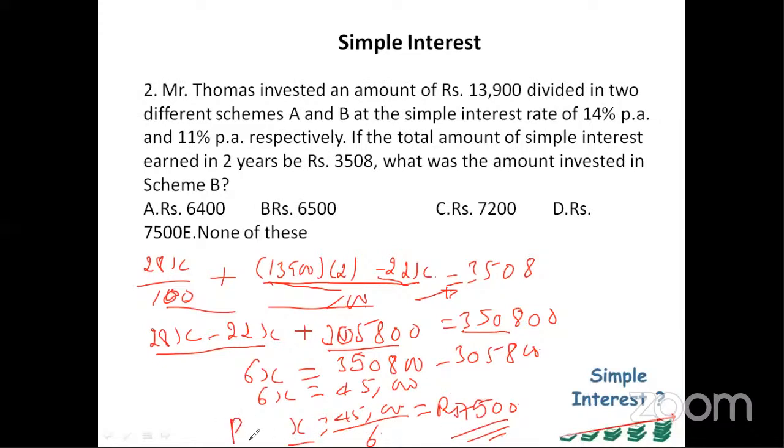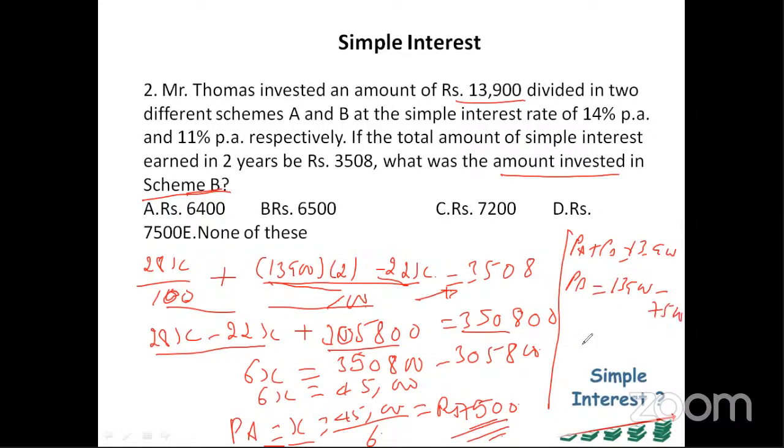We know x means PA, but here in the question they are asking the amount invested in scheme B. That is the question. We know very well PA plus PB is equal to this total amount 13,900. Therefore, PB is equal to 13,900 minus this amount 7,500. So when we do that part, we get 6,400 as the answer. So PB is equal to 6,400. That is option A will be the right answer.